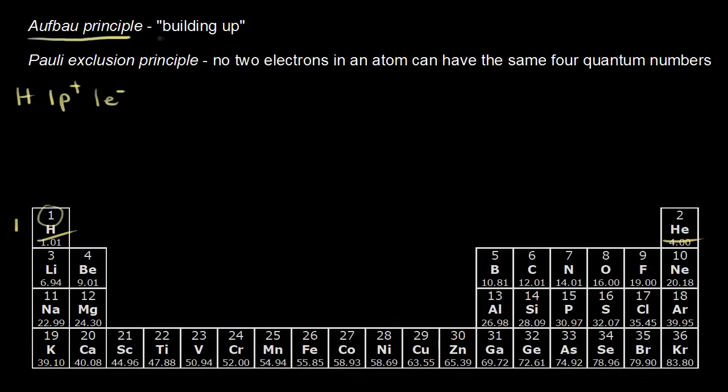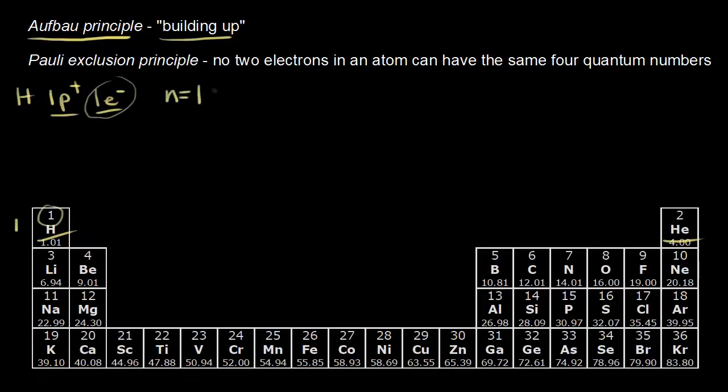Aufbau is German for building up, because as you write electron configurations, you're thinking about the best way to build up an atom. So you think about where to put your electrons. Here we have only 1 electron to worry about, so where's the best place to put the 1 electron for hydrogen? Well, we want to put that electron as close to the nucleus as possible in order to maximize the attractive force between the positive charge and the negative charge. So therefore, the electron goes into the lowest energy level possible, and that's when n is equal to 1.